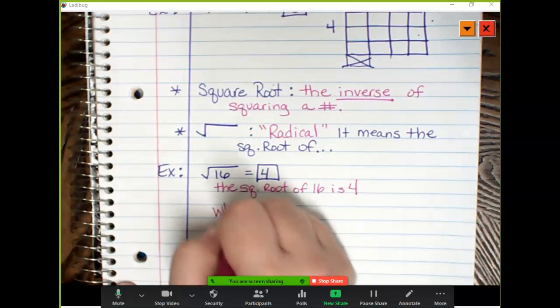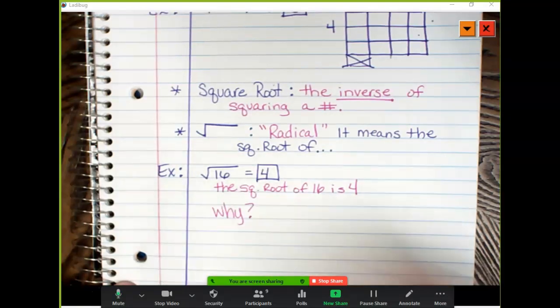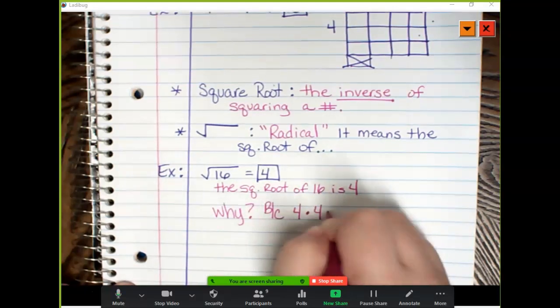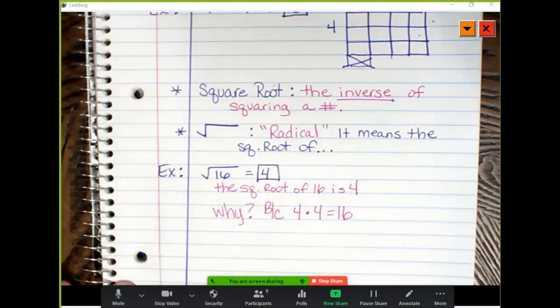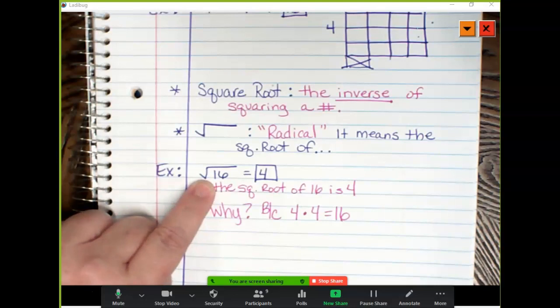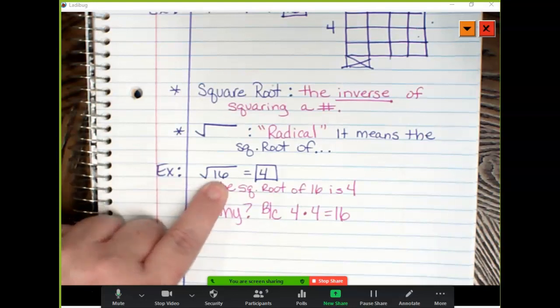Why is it 4? How do we know? We know because 4 times 4 is 16. So anytime you see the square root symbol, you have to think of what number times itself will give me what's inside. What number times itself gives me 16, which is 4. 4 times 4.